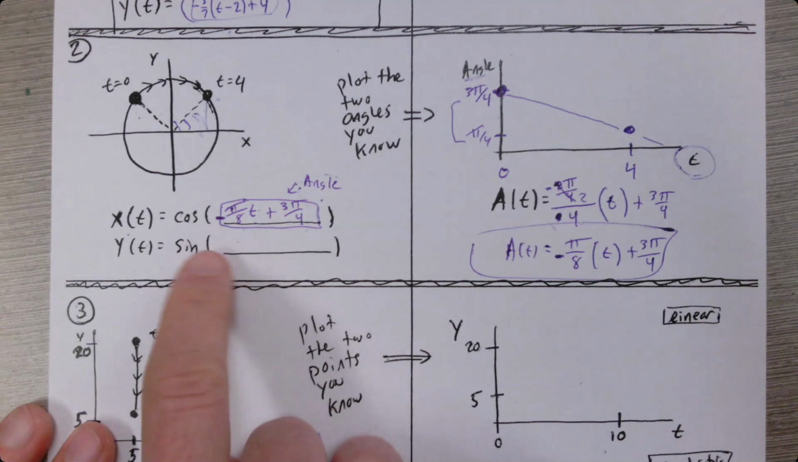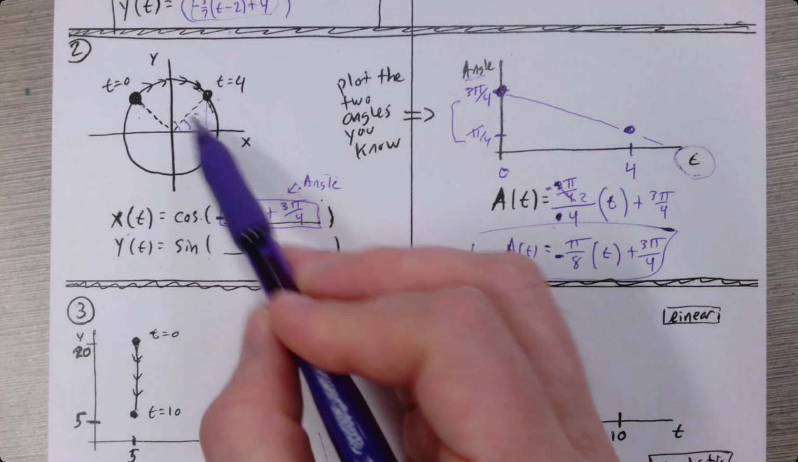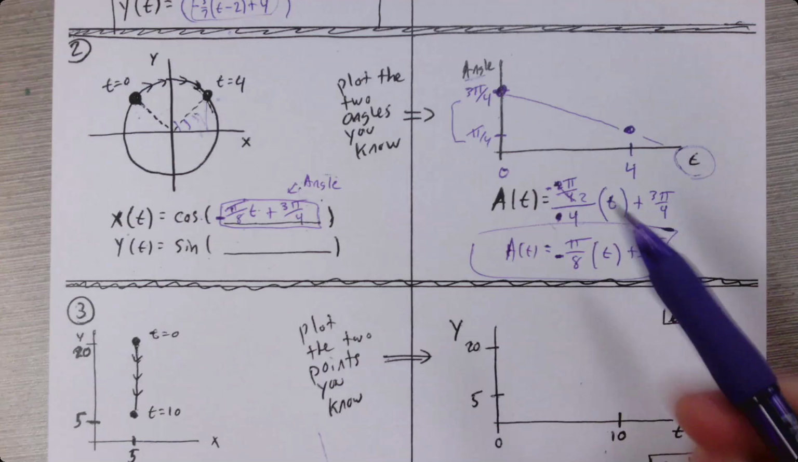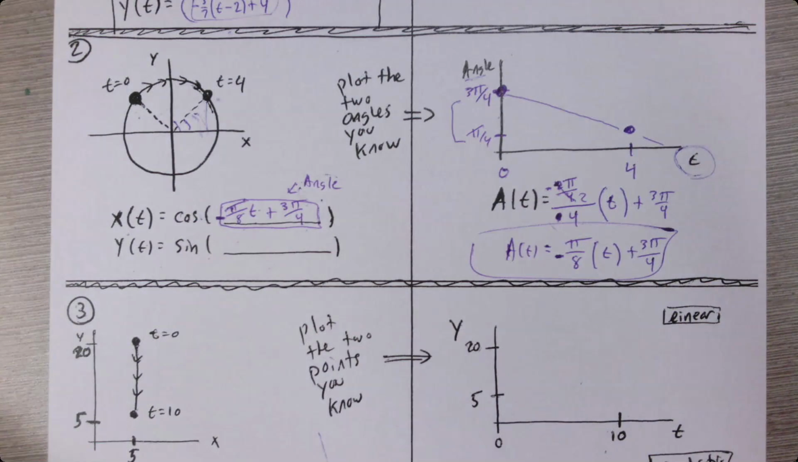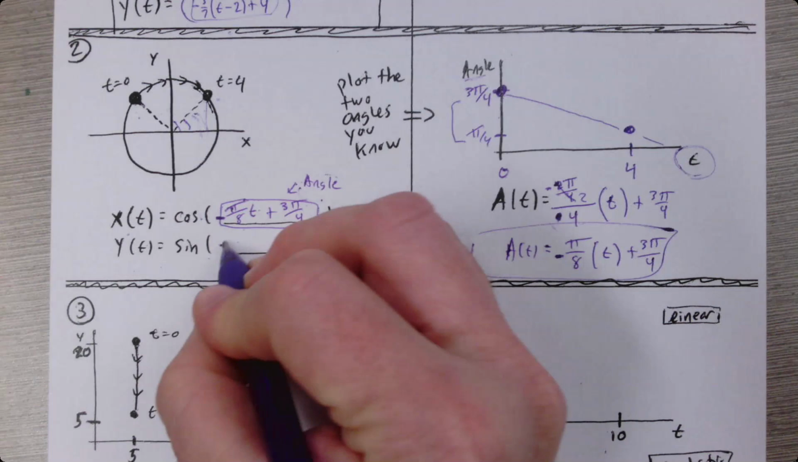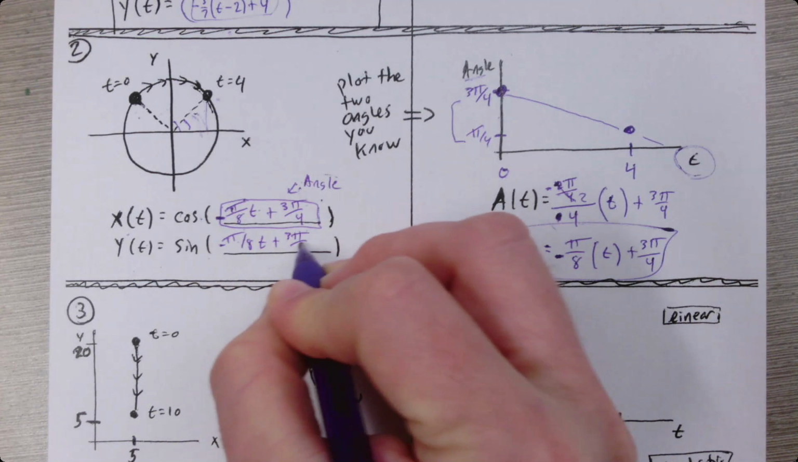And then, I want to use the same angle in both equations because the angle literally tells me what angle I'm trying to find the x and the y coordinates for. And as the angle changes, the x-y coordinates are giving me my path around the circle. So let's put that same equation in here. And we're done.